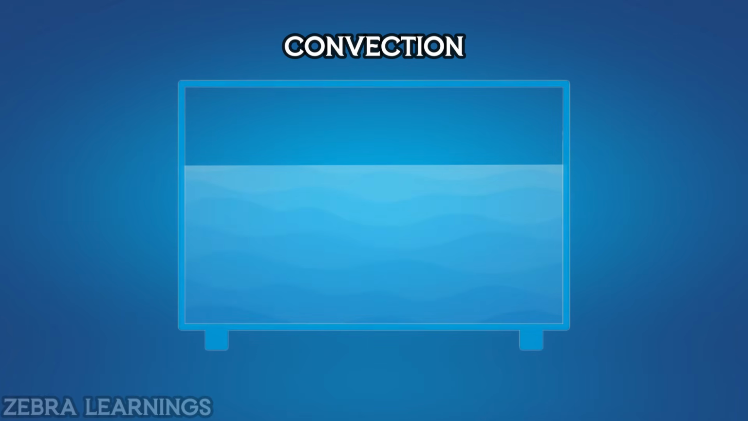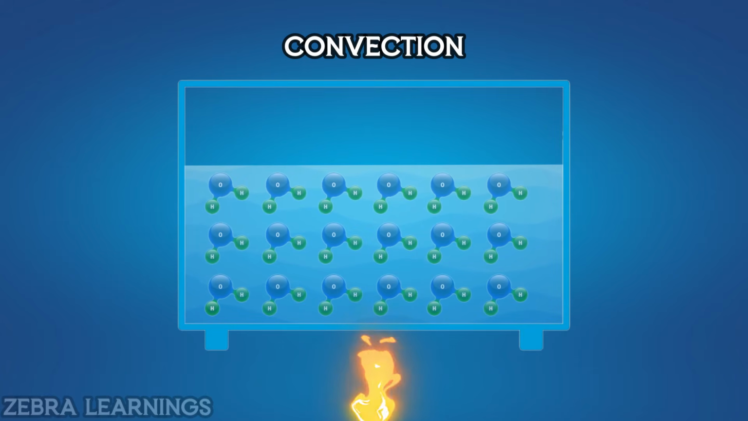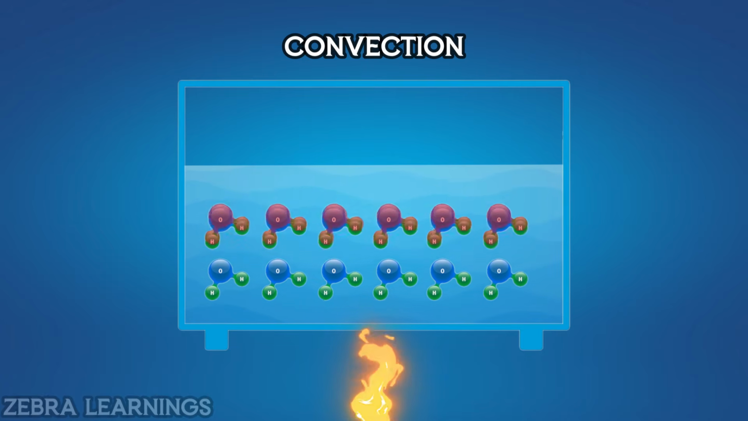Convection heat transfer is the type of heat transfer that occurs in a liquid or gas medium, similar to how it occurs in a solid medium. Let's consider a pot of water. When we heat the water, the molecules at the bottom of the water are heated first. As the molecules heat up, their density decreases and they start to rise to the top.